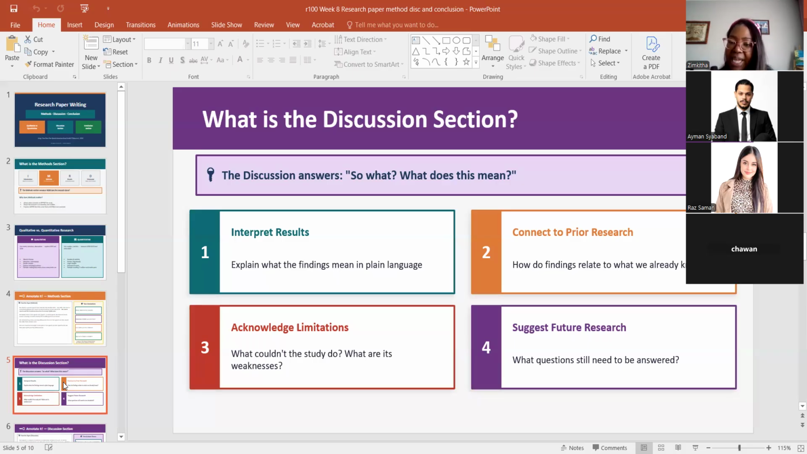Raz, how would you connect to the prior research? So discussion is also about prior research. What do you think that means? Actually, it's comparing your findings with the others, right? Yes, that is correct. Means that connecting. So you look at what your results were, and then you compare to the other research. Exactly. Because there are people who have done the research before you, maybe in a different country, for example. Okay? They have a different result. Right, yes, exactly.